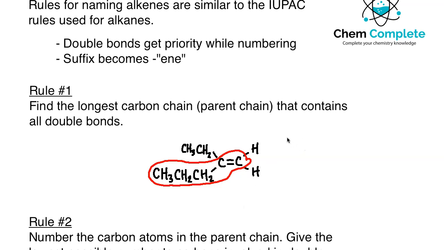So this would be a pentene, and we'll get a little further into the naming structure, as far as numbering and everything else, in a minute. But it's important to realize this would not be a hexene, because that first count that we tried with six did not include both double bond carbons. So this is a pentene, not a hexene.